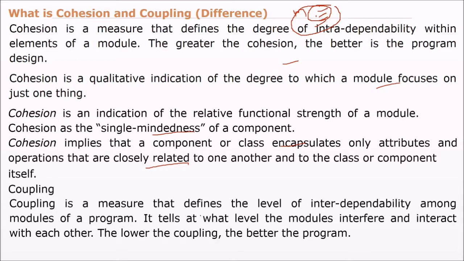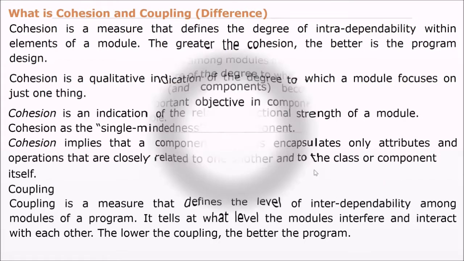Then what is coupling? Coupling is a measure that defines the level of interdependability among the modules. So it tells us what level of module interface and interaction they have with each other. So the lower the coupling, the better the program.